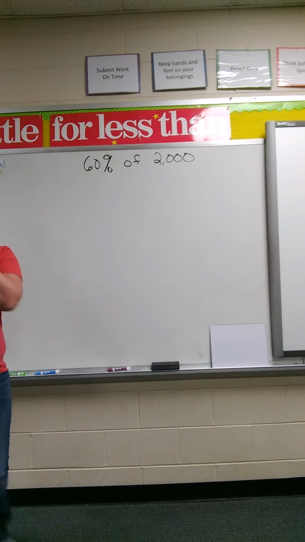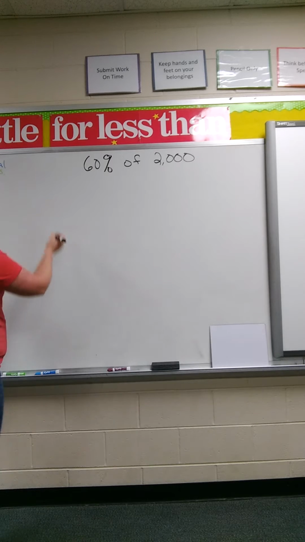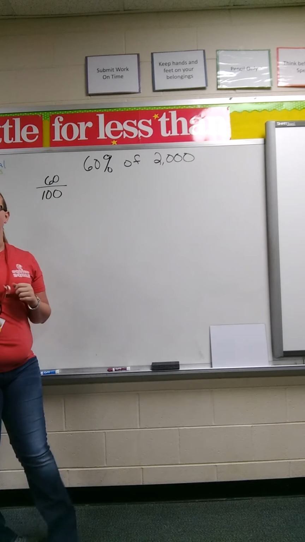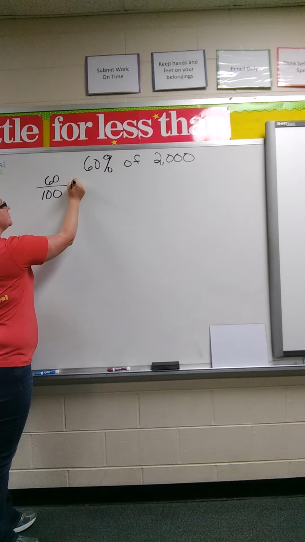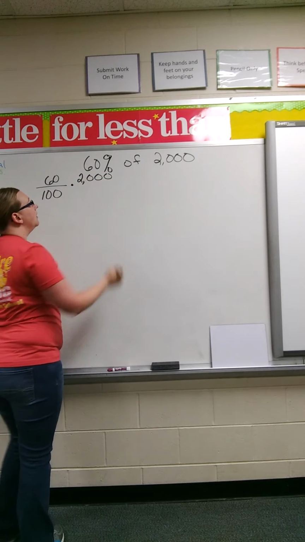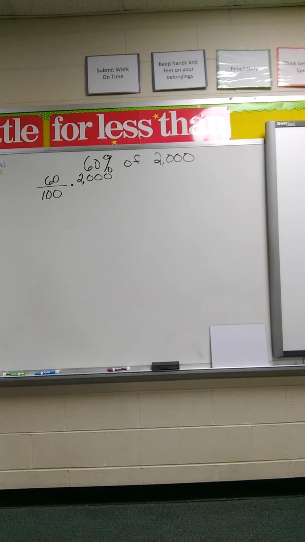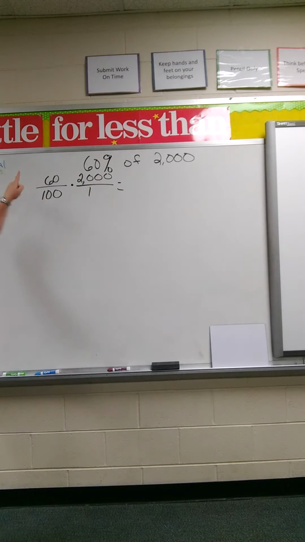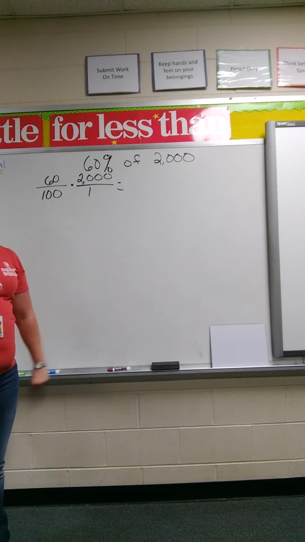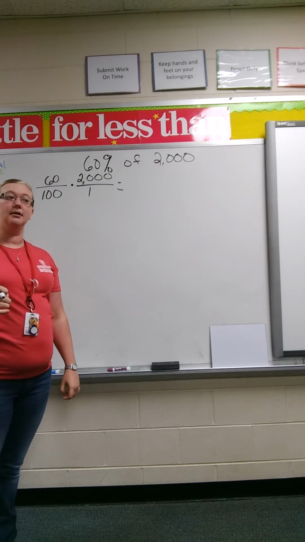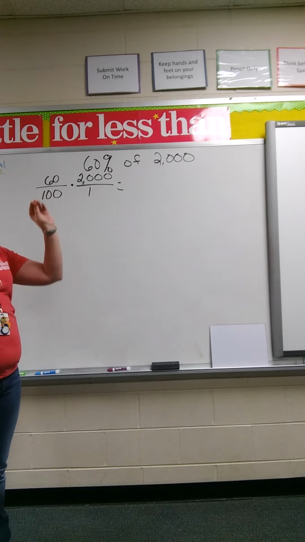I said percent meant out of how many? 100. So we can put 60 over 100. That's a fraction, correct? Yeah. Okay. We multiply that times 2,000. The 2,000 has to go over what? 1. Okay. 60 times 2,000. Believe it or not, we can do that in our head. Yes, we can. 120,000.